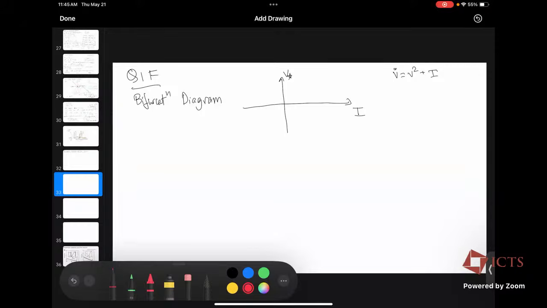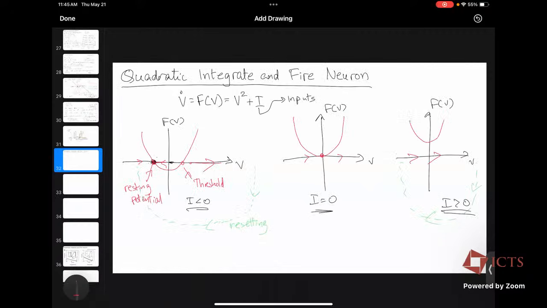And so what hopefully you can see over here is that these two fixed points are basically going to appear at V star equal to plus or minus the square root of the absolute value of I, right? Maybe we can just write it as the square root of minus I. So that's where my fixed points are going to appear when I is less than 0, right? And then over here, I have no fixed points.